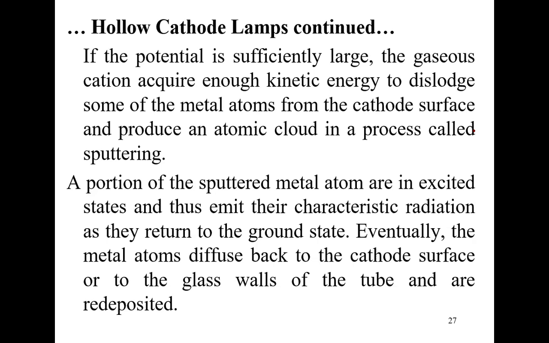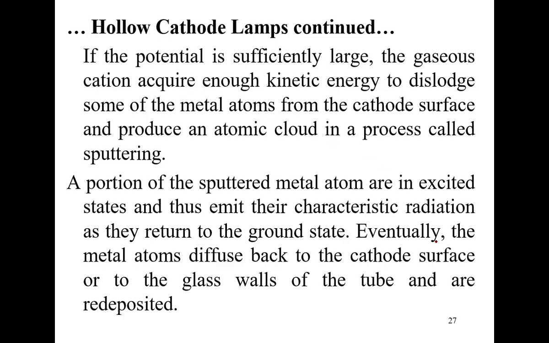Think about this process this way. You have the gaseous cations. They dislodge the metal atoms from the cathode. The metal atoms will go to the anode, all right? And then they would fall back. They have to come back to the cathode. In that process, as they go back, they return to the ground state, and they give off the radiation, characteristic radiation, because the whole cathode lamp is really made up of the metal of interest.